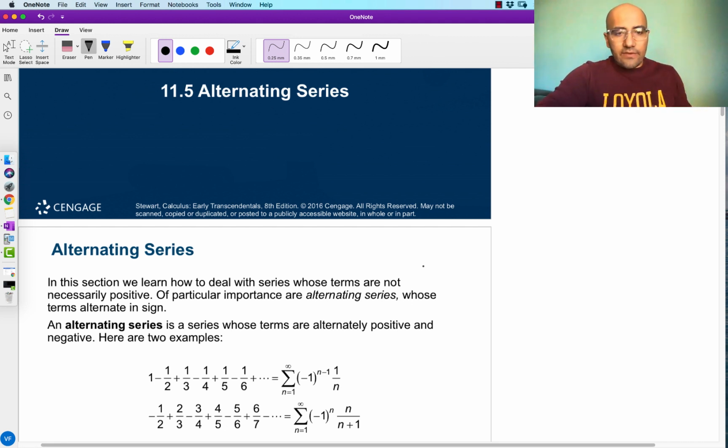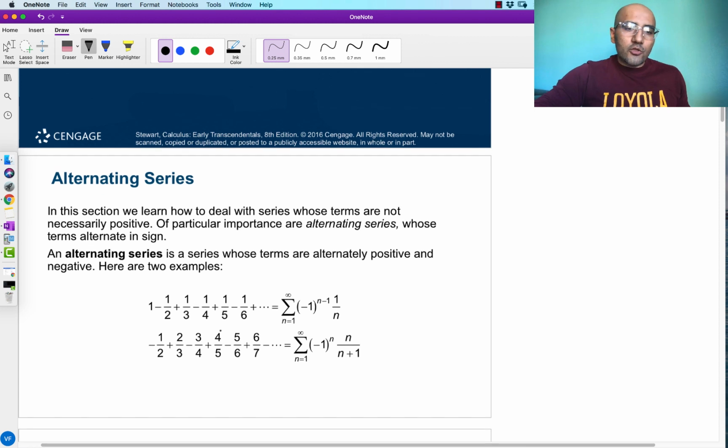Positive, negative, positive, negative, positive, negative, right? As the name implies, alternating series. So an alternating series is a series whose terms are alternately positive and negative. Here are a couple of classic examples. We have a case of 1 minus a half plus a third minus a fourth plus a fifth minus a sixth, and so on and so forth, right?